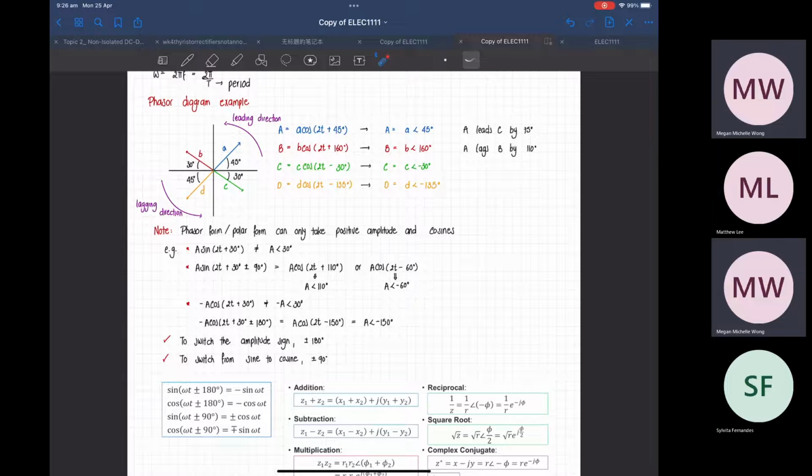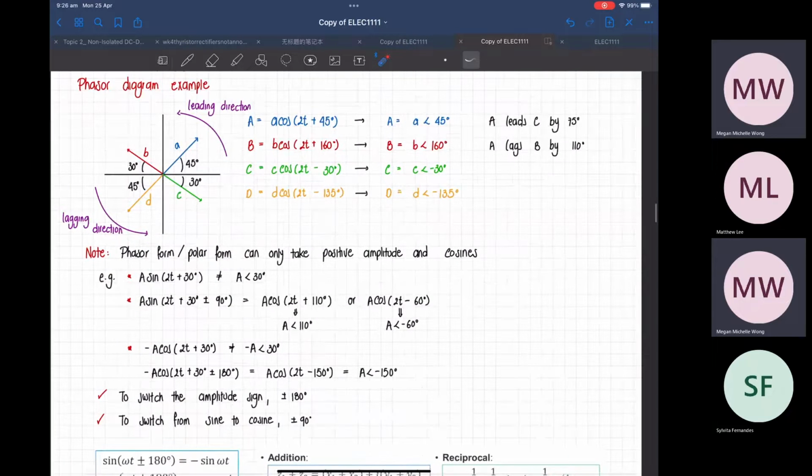So for the phasor diagram, this is the leading direction and that is the lagging direction. I'll probably leave you guys to read it afterwards. But if you ever draw it, you have to draw this as the magnitude, which is your A, and then your degree, which is with respect to the x-axis. So you have here 45 degrees.